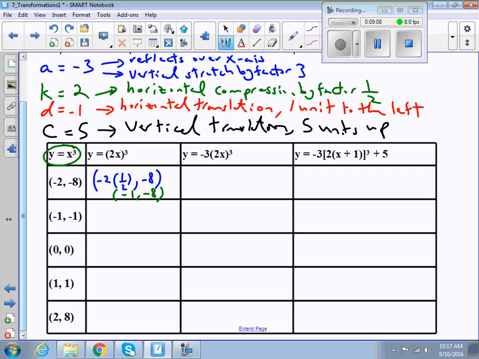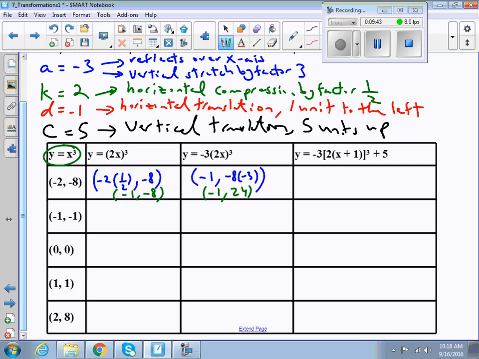Then let's apply my vertical stretch and also the reflection. So I now have the point -1 and -8. So my x-coordinate is -1, but now I'm going to apply the vertical stretch. So I need to multiply my y-coordinate by -3. So it's going to be -8 times -3, which would make this -1 and 24.